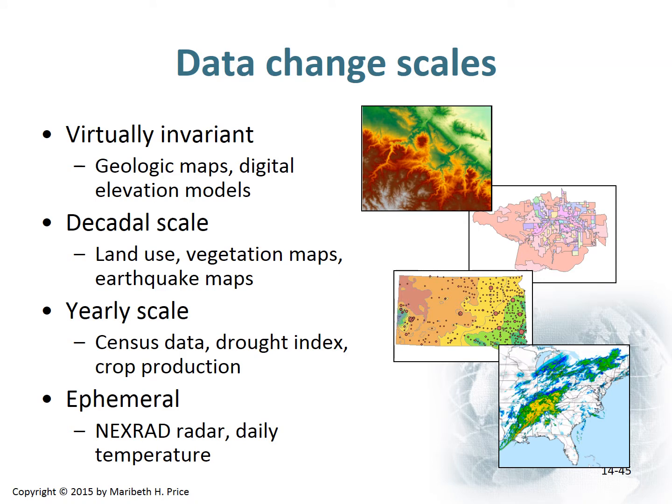So let's talk a little bit about the different scales of change within data. Virtually invariant are things like geological maps and digital elevation models. They're pretty much intact and don't change. Other data takes decades to change. Things like land use and vegetation maps and earthquake maps tend to be fairly stable. Other things change on a much more dramatic time frame, like census data, or whether an area is experiencing drought or crop production. These typically change yearly. Then there are ephemeral things that change really rapidly. Think of radar images of storm fronts moving through, or daily temperatures.